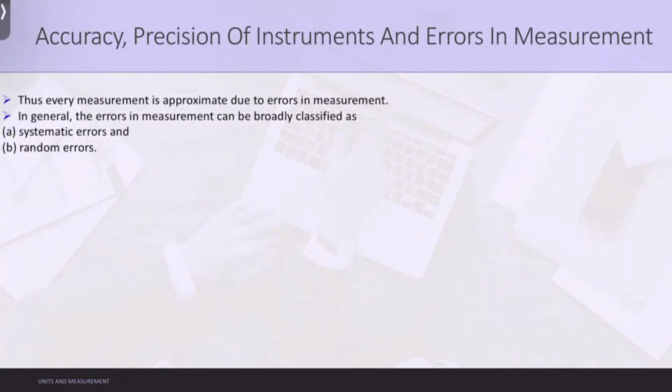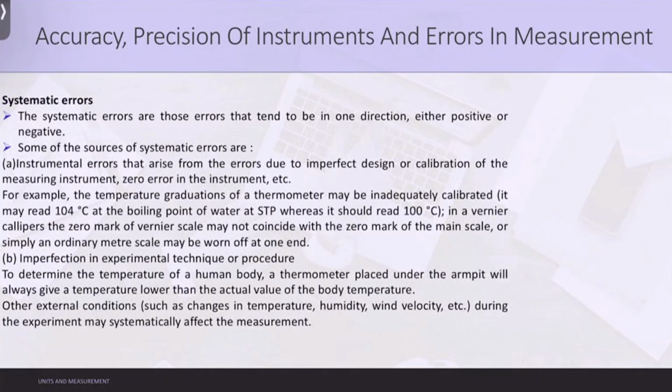Thus, every measurement is approximate due to errors in measurement. In general, the errors in measurement can be broadly classified into two: one is systematic error, and the other is random error. Now let us try to understand these two topics. So let's start with the systematic errors.